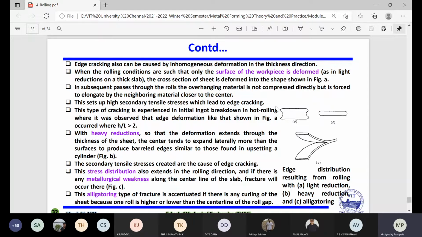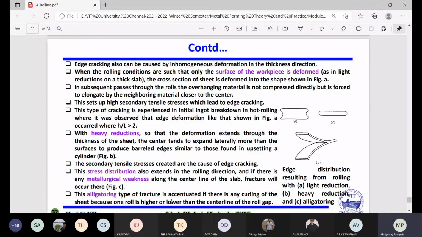Okay, so in this picture you have the light reduction, which means low pressure. The moment you give high pressure, you get heavy reduction, and the third one is alligatoring. That means you are getting some metallurgical weakness there. Somewhere in the material you will find some weakness, and the moment you have weakness, we will find this kind of structure.